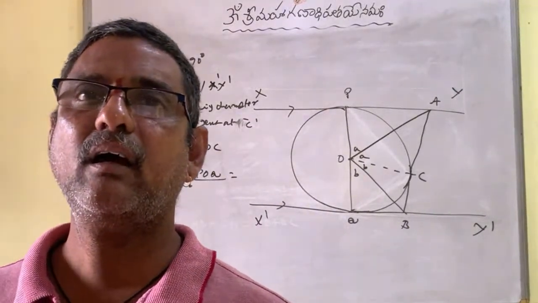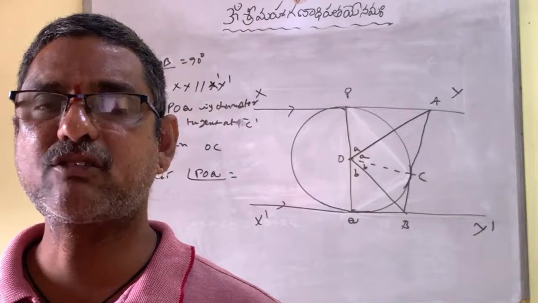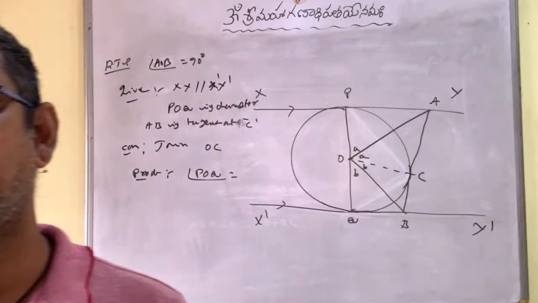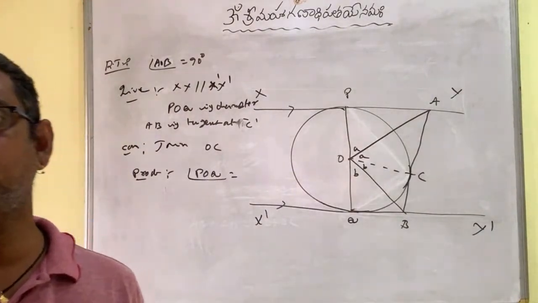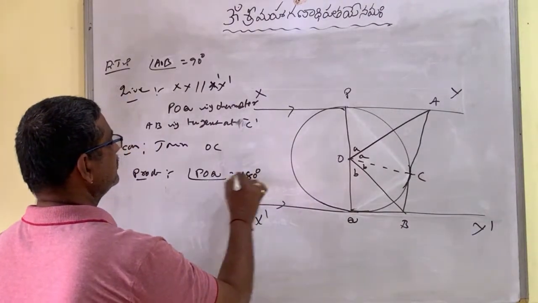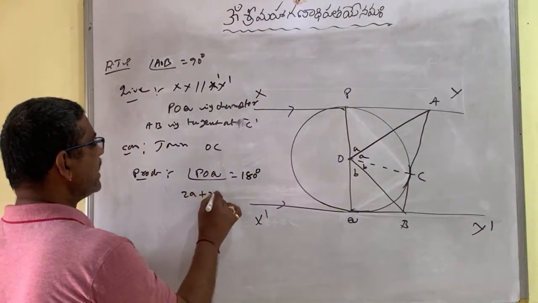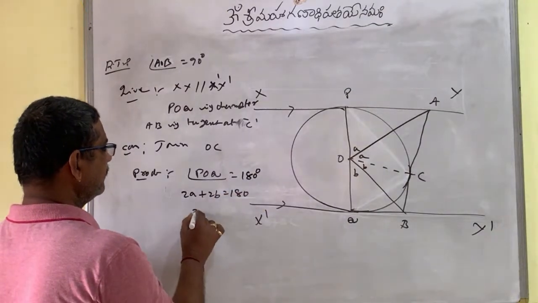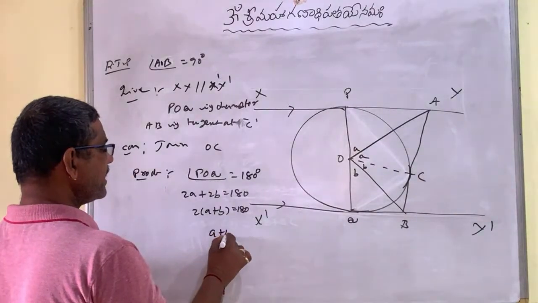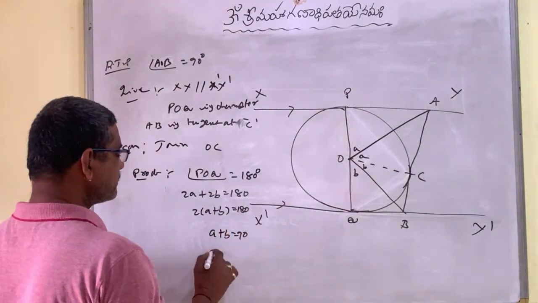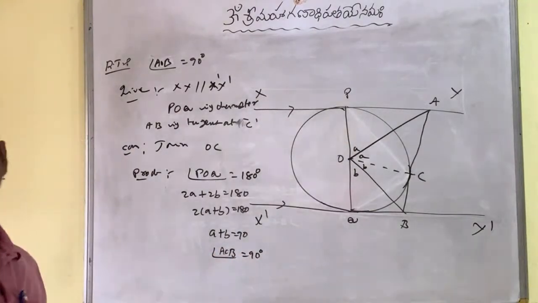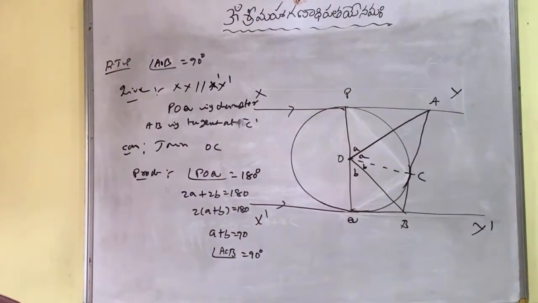Yes. POQ is the diameter, right? Straight angle, you can say angle POQ is 180, a straight angle. So POQ is nothing but 2A plus 2B is 180. 2 into (A plus B) is 180. A plus B is 90. And A plus B is nothing but angle AOB. Angle AOB is 90. Is that right, children?